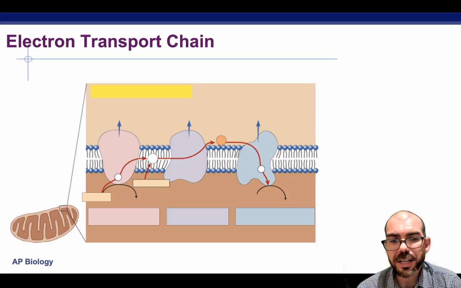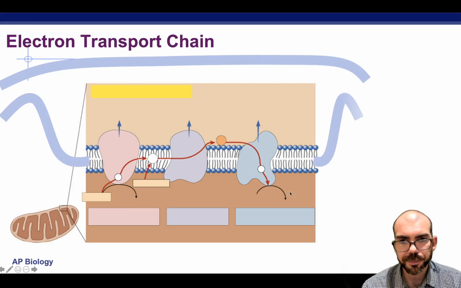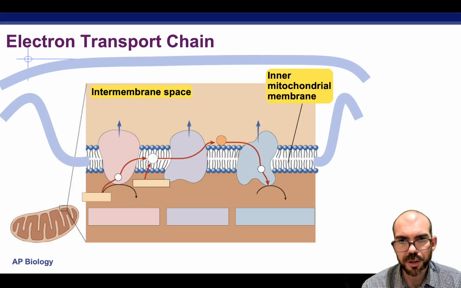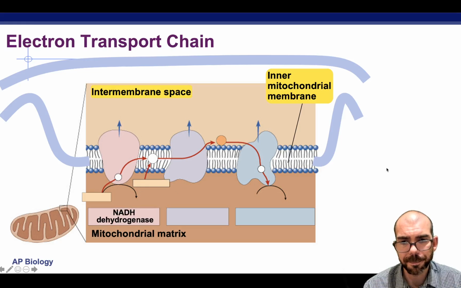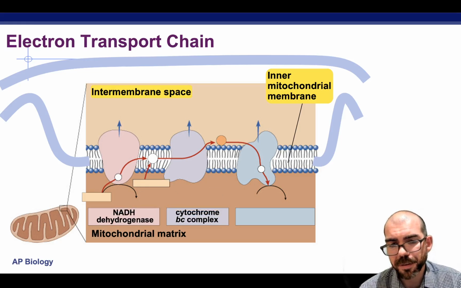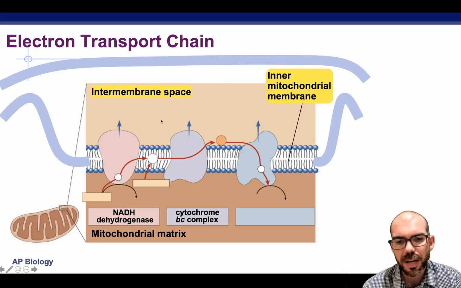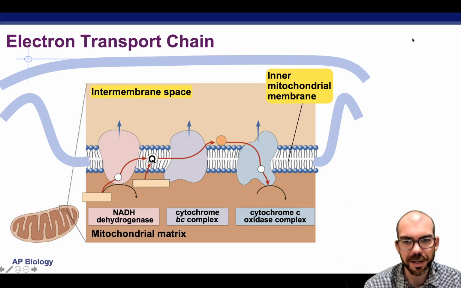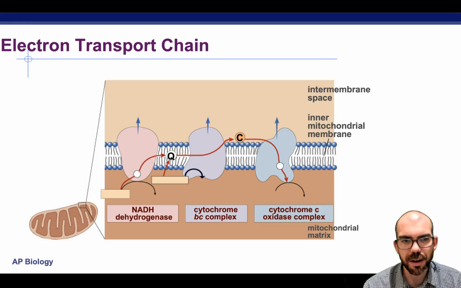So here you're seeing the inner membrane space, the cristae, and the matrix. There's the inner membrane space, and here's the mitochondrial matrix. What you see is a traditional plasma membrane. You can see the phospholipids here, and you can see proteins that are integral with them. These proteins have specific functions. This is NADH dehydrogenase. It dehydrogenates NADH. This is cytochrome bc complex, and this is cytochrome c oxidase complex. So now we can finally put those electron carriers to work.